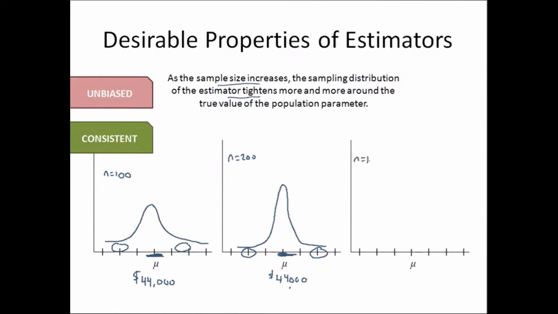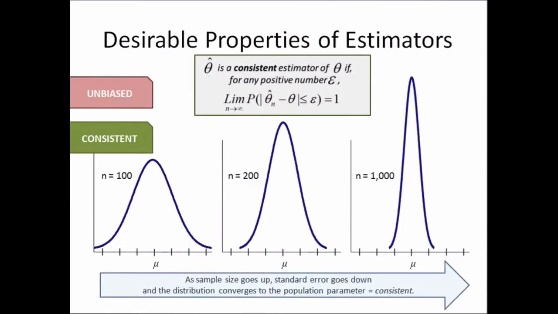And then kind of continuing on here, if I increase the sample size even more to 1,000, then I get even more of my mass around my true population parameter. And the tails are even smaller in this case. And this should make intuitive sense as well. As my sample size goes up, I'm more and more confident that my estimate is closer to the true population parameter. And that's going to be the case with any consistent estimator.